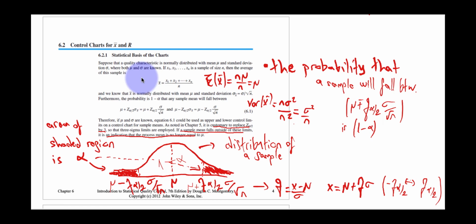And when we take some samples from X, from the quality characteristic, and when we calculate the average of this sample, it will be X-bar. Okay, these are the samples we have, and this is the sample average. This X-bar, the sample average, will again be normally distributed with the mean mu, and the standard deviation will be sigma over square root of n.